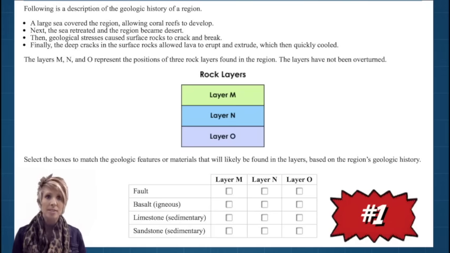And in order to answer this, again, use those four things that are up at the top there. Figure out what's the order, where should these rock layers occur, in layer M, N, or O. Take some time, answer this question, and then when you're ready, let's go on to the next one.